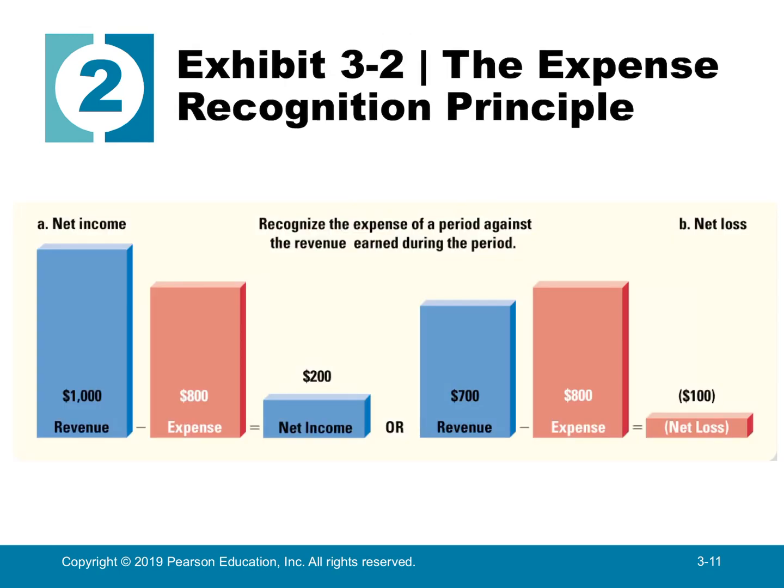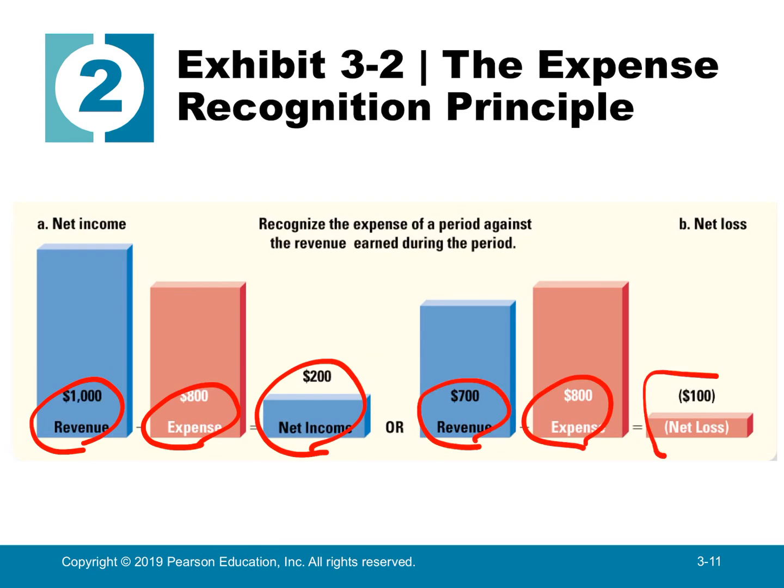So here's a little bit of a visual, right? This is just looking at a given period, and it's just saying revenues minus expenses equals our net income, right? Or if expenses exceed revenues, then we have a net loss, right? And the idea here is just that the same period that we earn these revenues, the expenses that are associated with generating this 1,000 in revenues should be recognized in the same period. And same thing here.